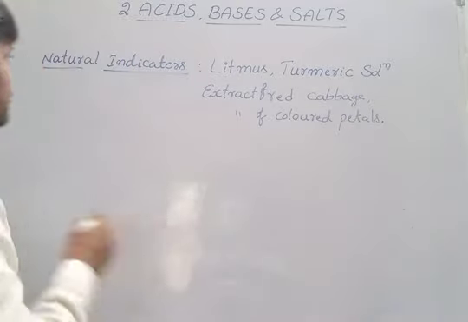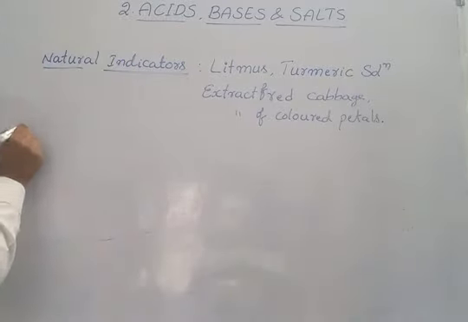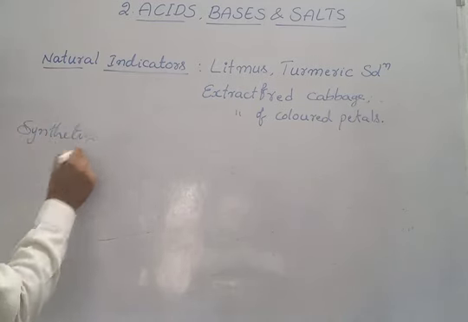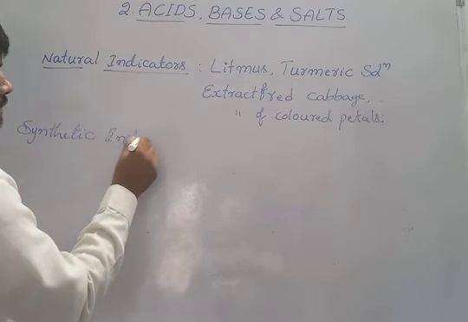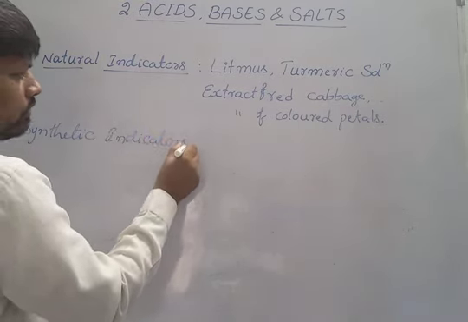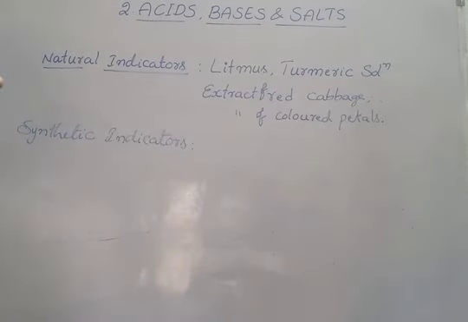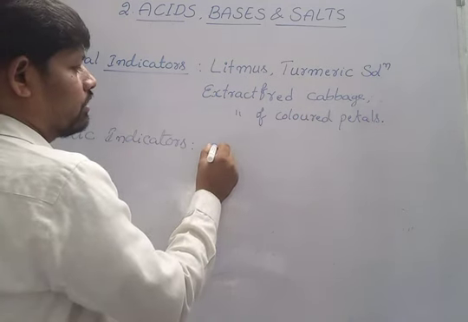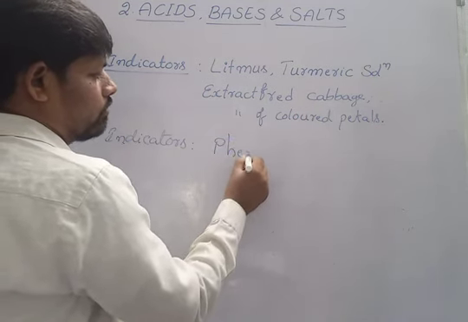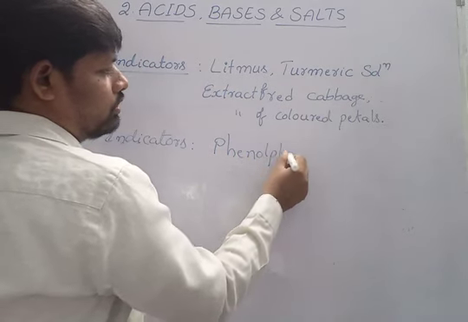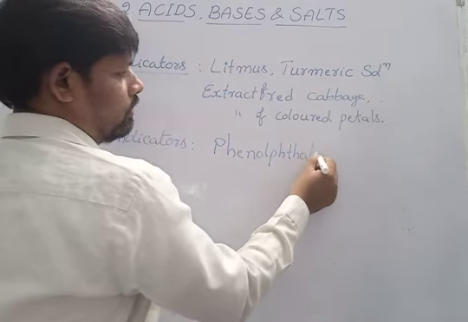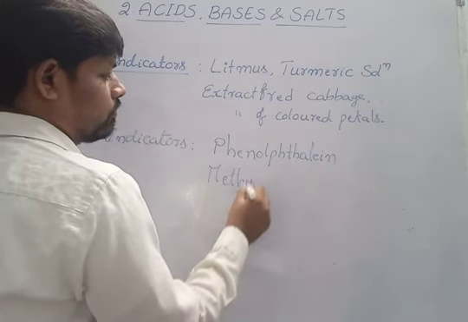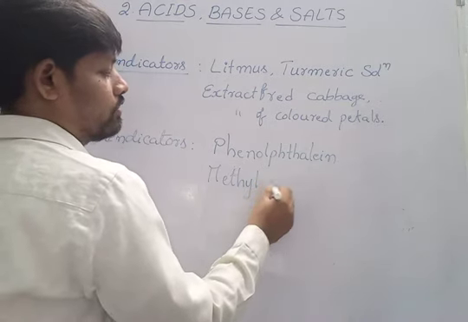And when you come to synthetic indicators: methyl orange. What are the synthetic indicators? Methyl orange. Phenolphthalein. So the first one is methyl orange, or you can write phenolphthalein also. And the second one is methyl orange.